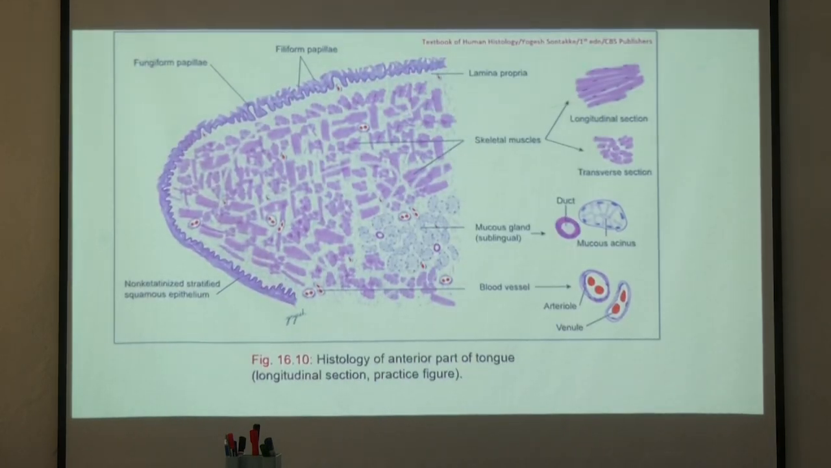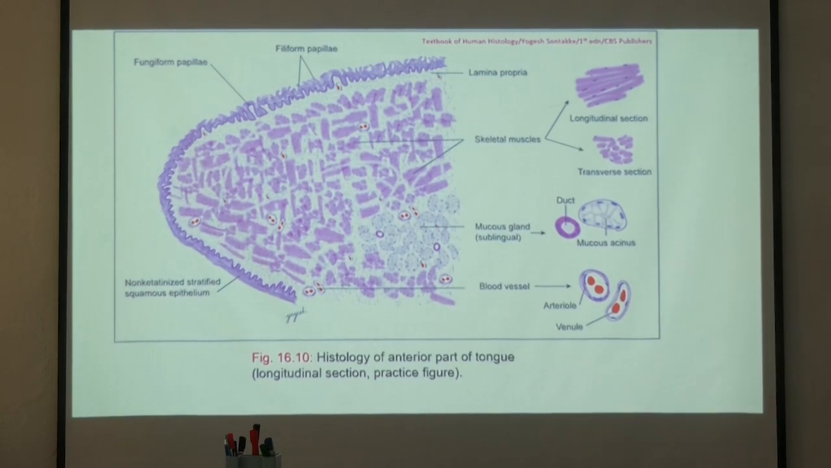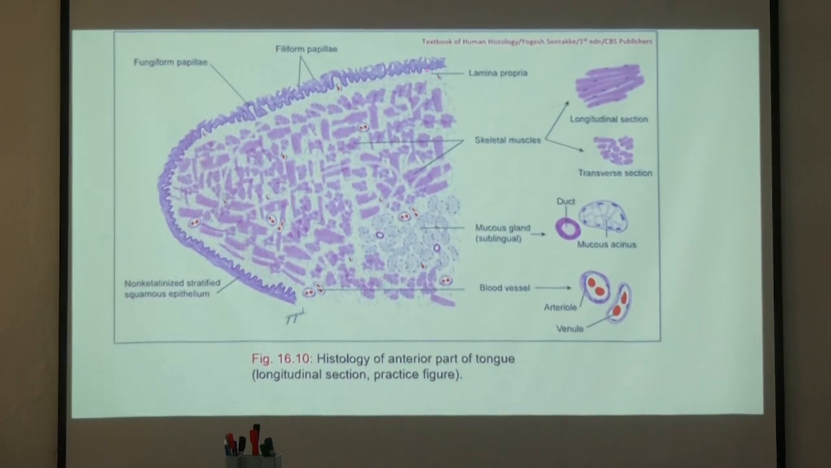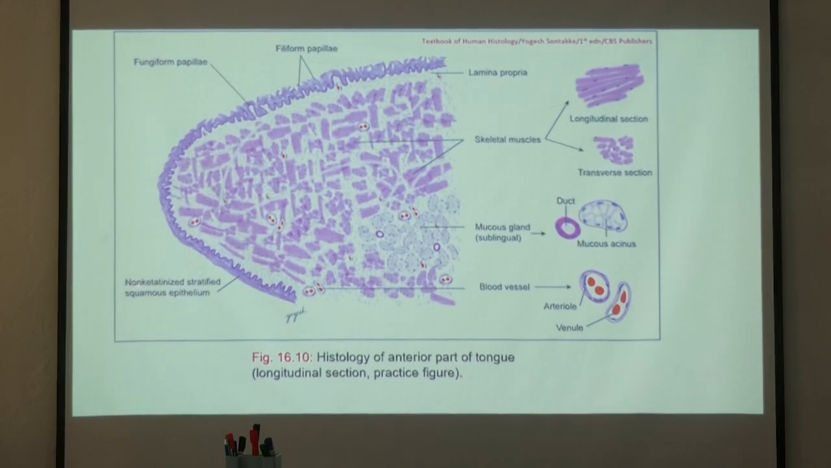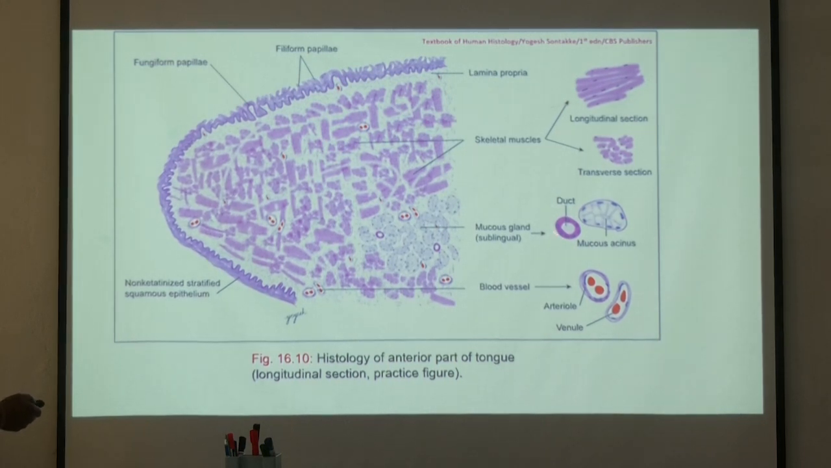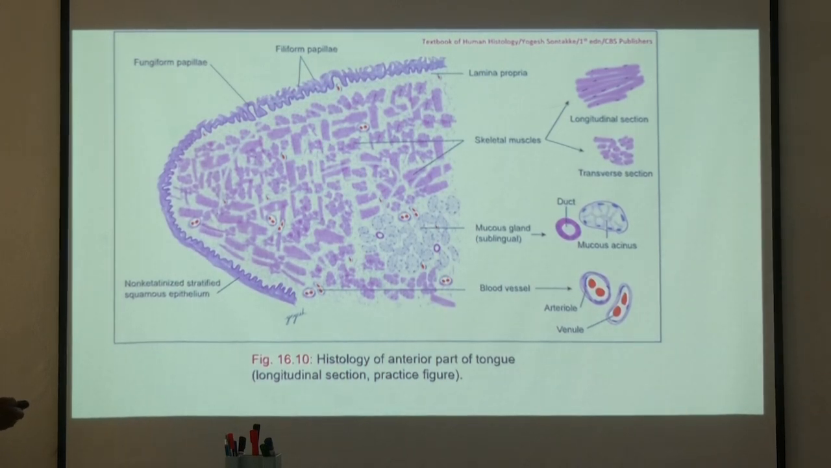Here is the histology of the anterior part of the tongue. The fungiform papilla, the filiform papilla, the lamina propria, the skeletal muscle, and the non-keratinized stratified squamous epithelium. These are the skeletal muscle, the ducts, the mucous acini, and the blood vessels: arterioles and veins.